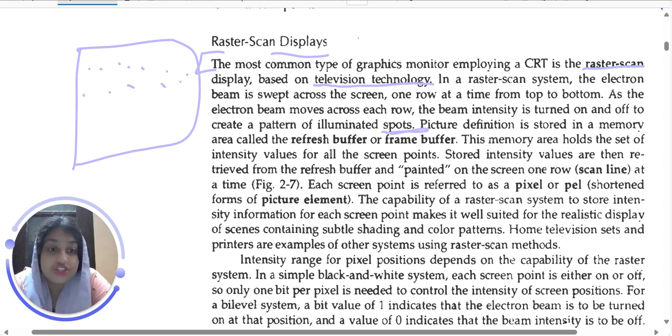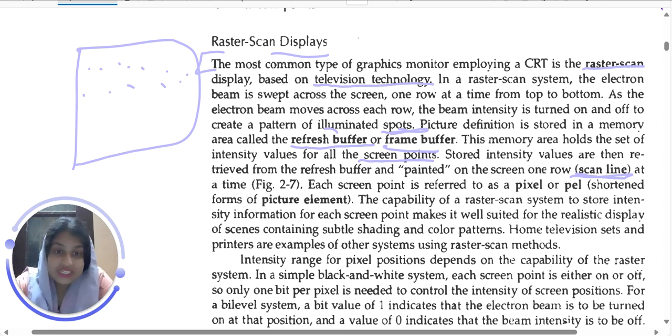The picture definition is stored in a memory area called the refresh buffer or the frame buffer. This memory area holds the set of intensity values for all screen points. Stored intensity values are then retrieved from the refresh buffer and painted on the screen one row at a time. This one row is what we call the scan line.